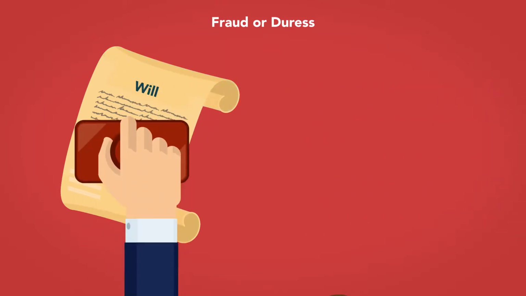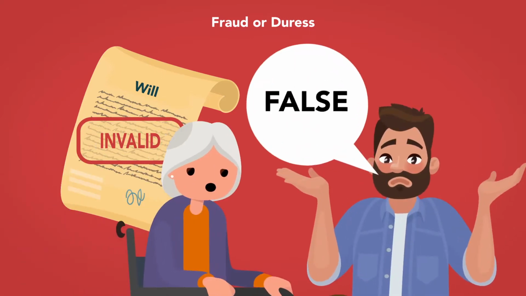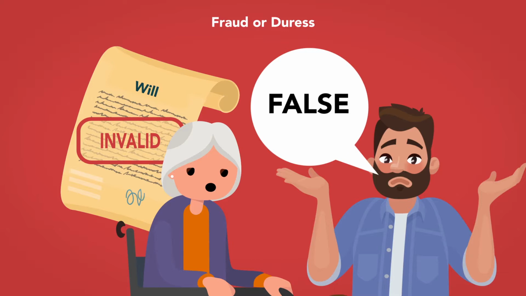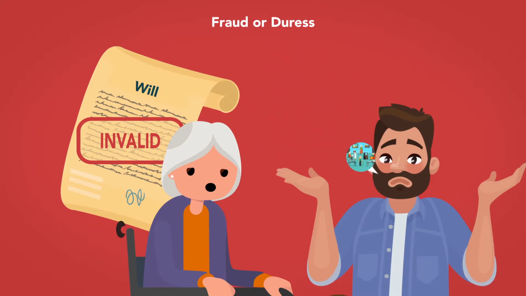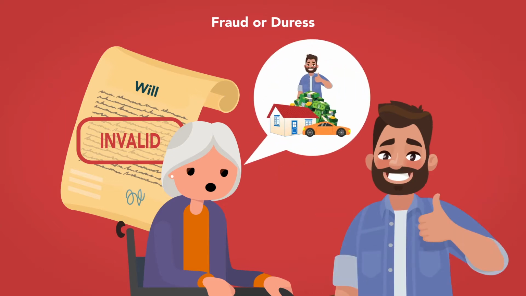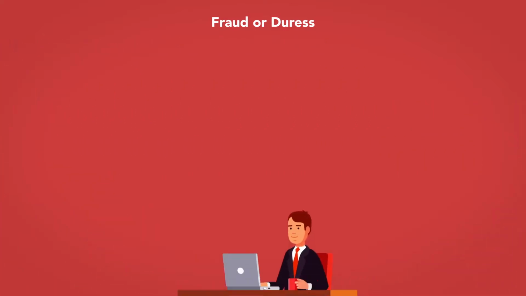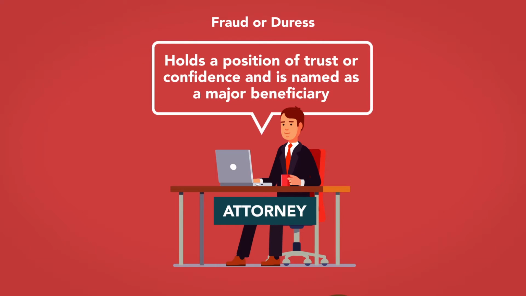For example, a court invalidated a testator's will when a beneficiary made a false statement to the effect that the testator's family wanted to put her in a home in order to get their hands on her estate, so as to induce the testator to rely on the beneficiary and to make a will in his favor. There is often a presumption of fraud where the person drafting the will, such as an attorney, holds a position of trust or confidence and is named as a major beneficiary.